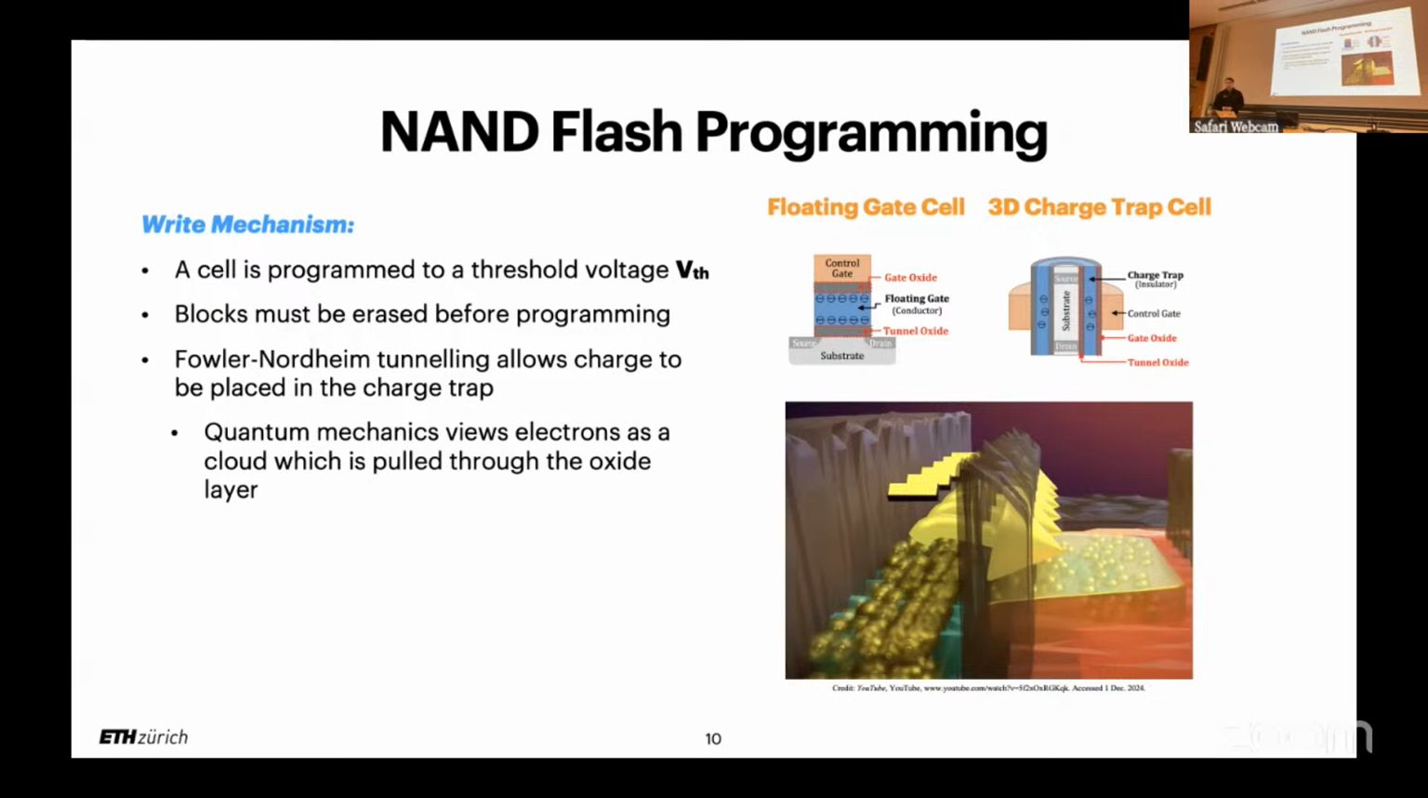Now, conversely, if we wanted to erase the cell, we would apply a strong voltage here at the substrate, and we would basically pull the electrons back out of the charge trap.